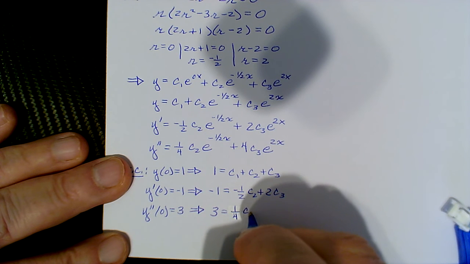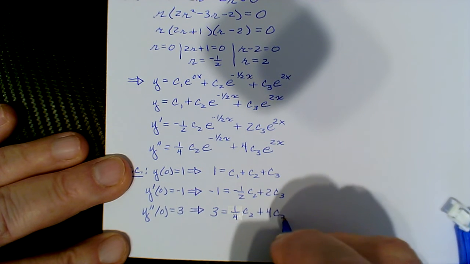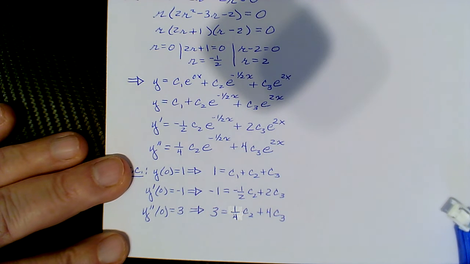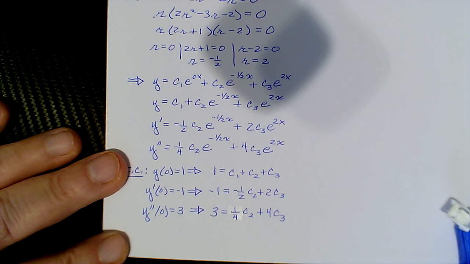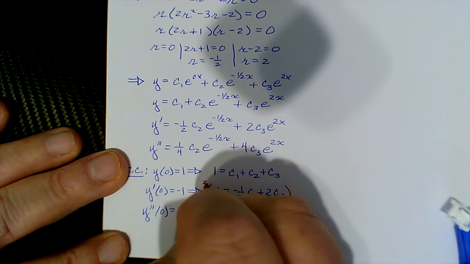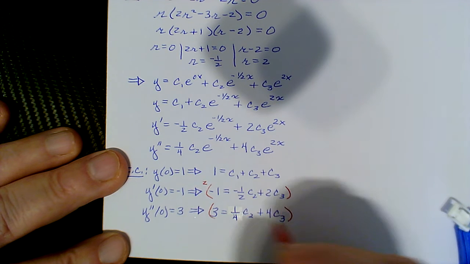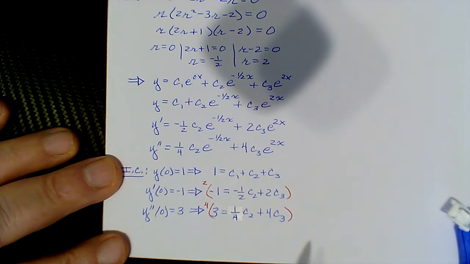C2 and plus 4c3. Okay, so there's a system of 3 equations in 3 unknowns, and I think the most advantageous thing to do here immediately is to get rid of the fractions in this second and third equation by multiplying by the least common denominator, which for the second equation is 2 and for the third equation is 4.